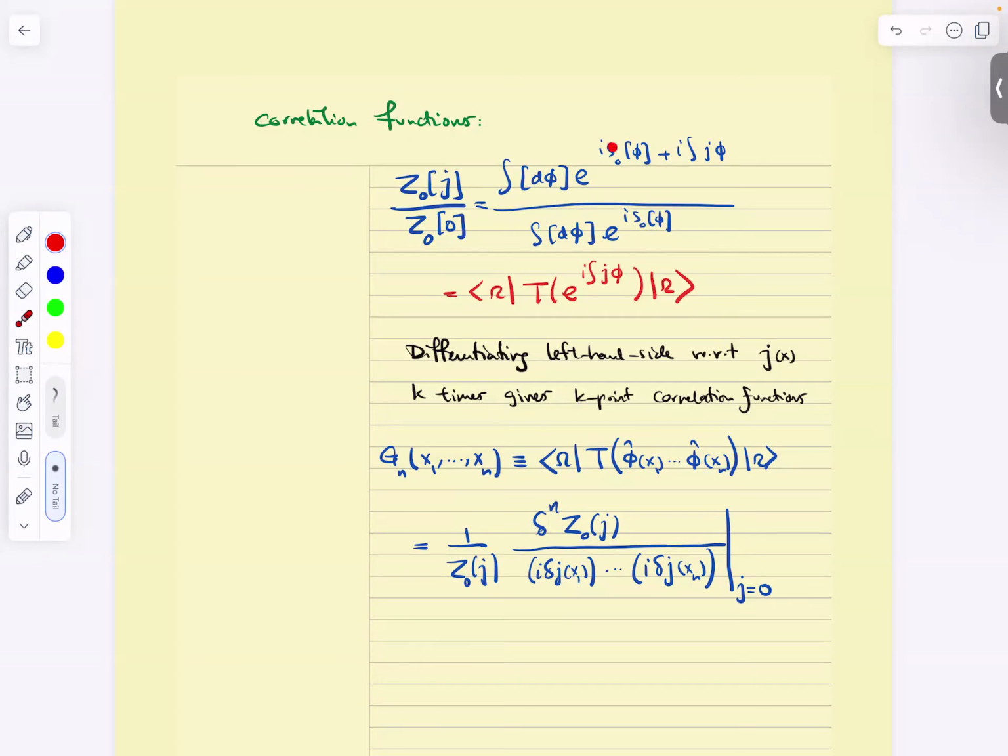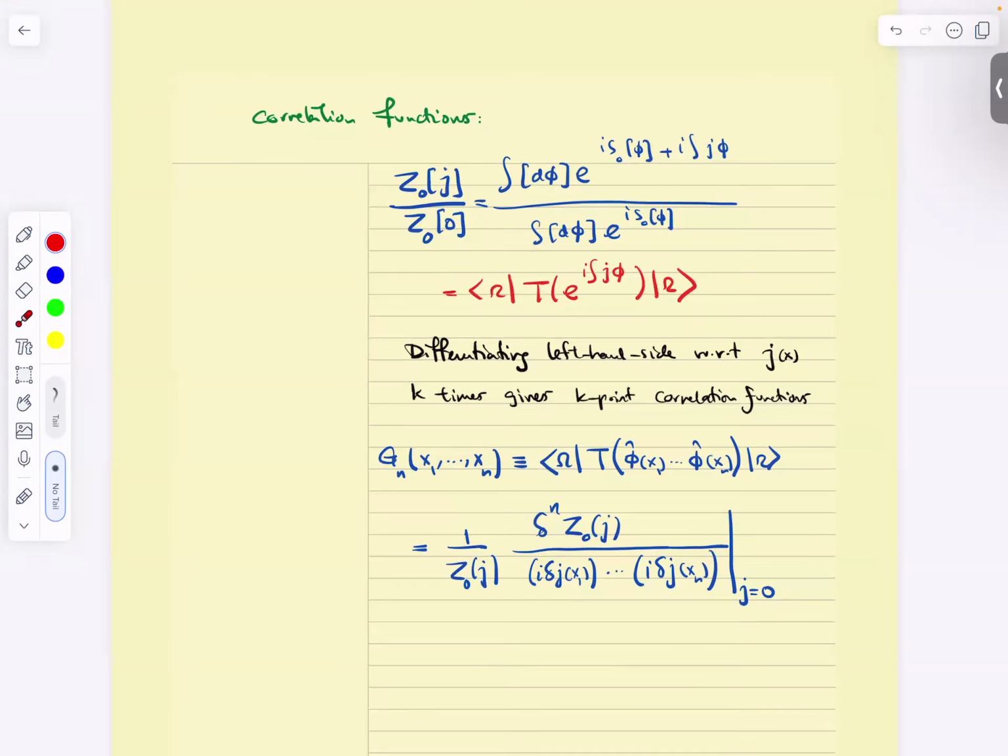Because e to the power, this I can write as e to the power of I S naught of phi, e to the power of I integral of J phi. And I told you that every time you have an operator, you're doing a path integral with that operator, what you're calculating is the expectation value of the time ordered product. Sorry, I said interacting. That was nonsense. We're talking free, free vacuum. All right, so this is what this object is.